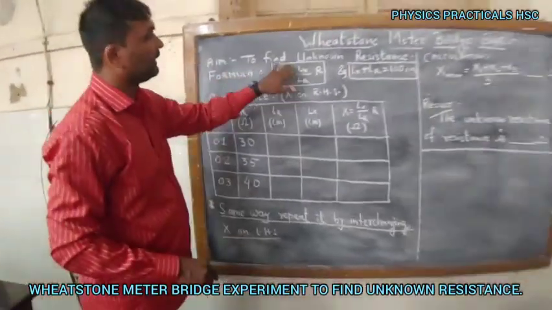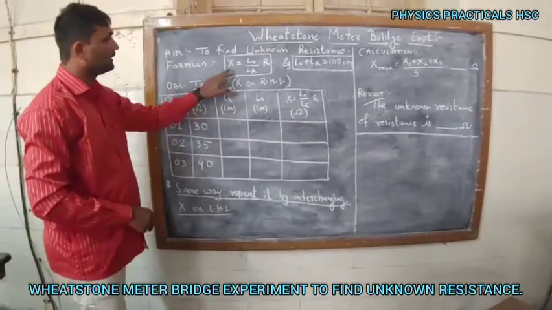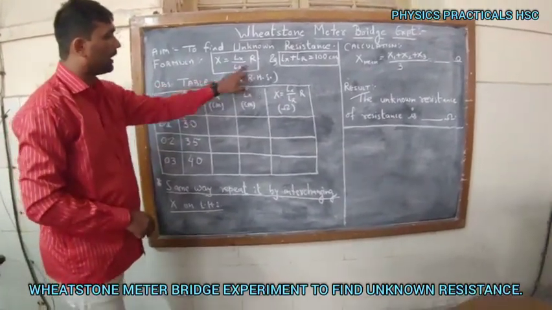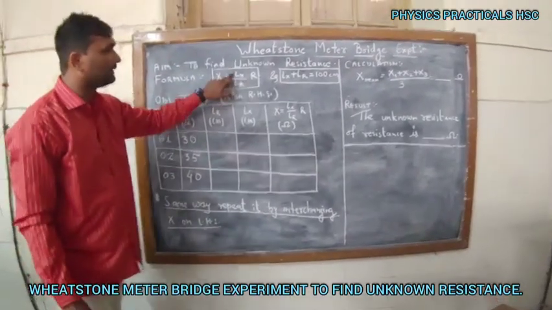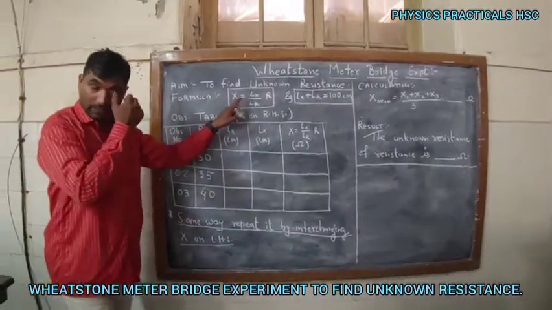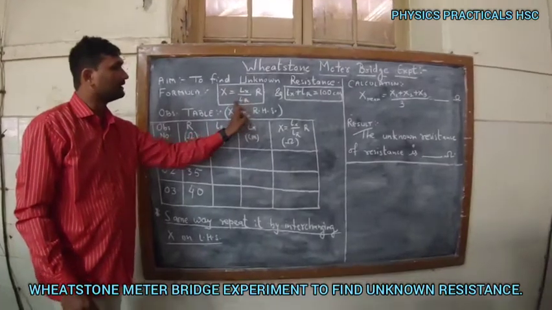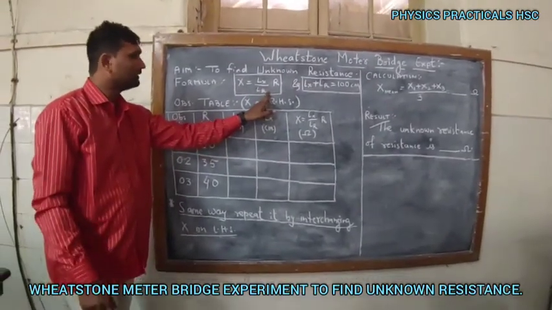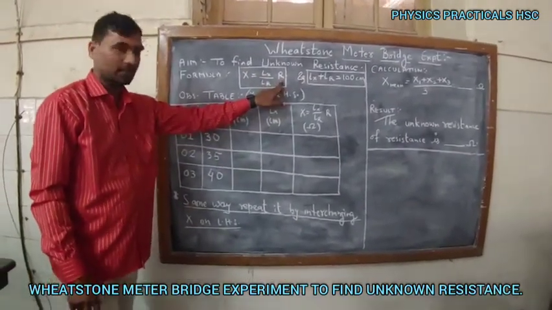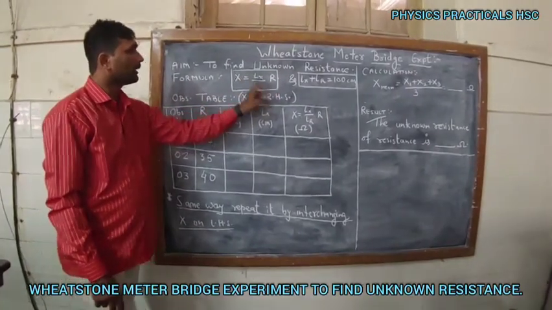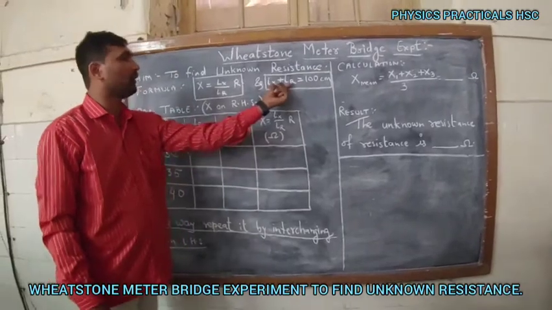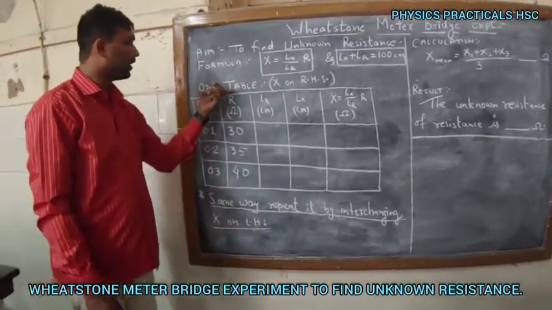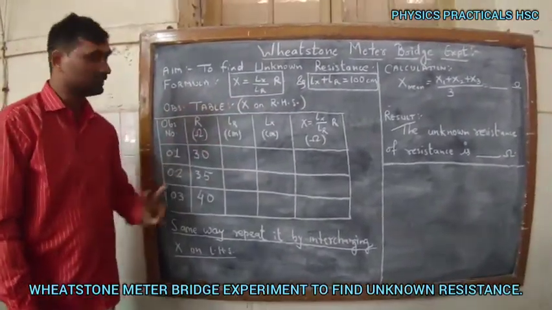Coming to the observation table, we are supposed to find the unknown resistance. The formula is X equals Lx upon Lr into capital R. This X is the unknown resistance, Lx is the length at which the null point occurs from the X side, and Lr is the balancing length on the side of R, the resistance box side. The total value of Lx plus Lr should be 100 cm because the length of the wire is 100 cm.